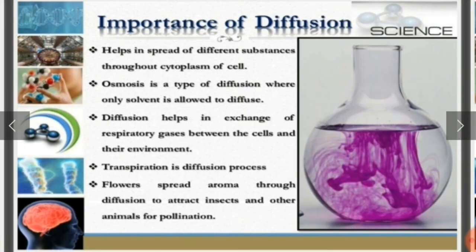Importance of diffusion. This is another important topic which we must remember. It helps in the spread of different substances throughout the cytoplasm of the cell. Osmosis is a type of diffusion. I think you may not know what osmosis means. So it is a type of diffusion, you can say it's a part of diffusion. We'll be seeing about osmosis in the next slide. First, let us know what diffusion is. Osmosis is a type of diffusion where only solvent is allowed to diffuse. Next, diffusion helps in the exchange of respiratory gases between the cells and the environment.